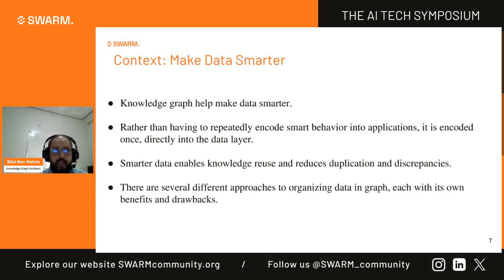When we decide to make this data smarter, we need to use a knowledge graph, and we rely on certain organizing principles to structure our data effectively. And the three main principles are property graphs, taxonomies, and ontologies. Each has unique characteristics and serves different purposes depending on the complexity requirements of the data representation.